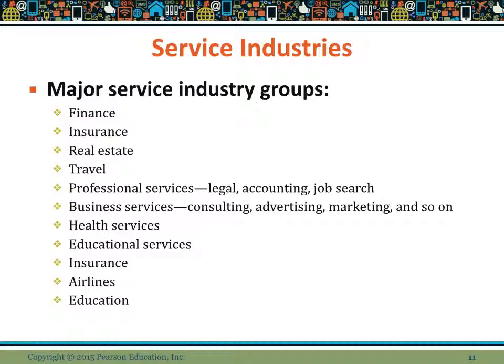Now again, the internet has affected many services. If you think about the finance industry and the real estate industry and the insurance and travel, they all shared something in common, even the education industry did. And that is their product that they actually sold and controlled was information.